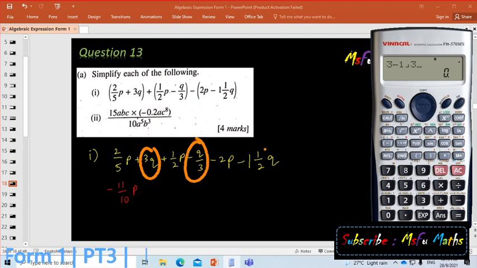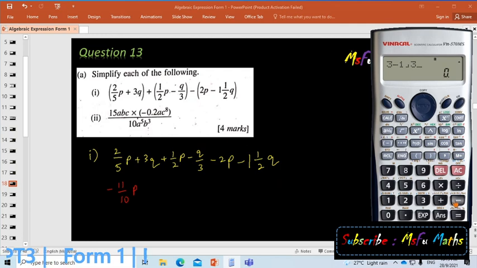3Q, negative Q over 3, and this one. Okay, I just type, okay? How to type that? Negative 1 here, and then 1 over 2. That's how to use this calculator. For the other calculator, you just type accordingly. When we press equal, we get that one.